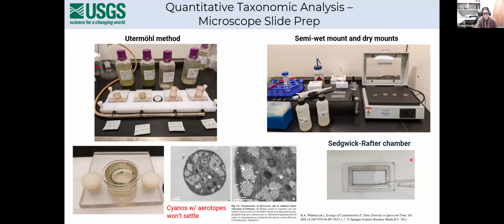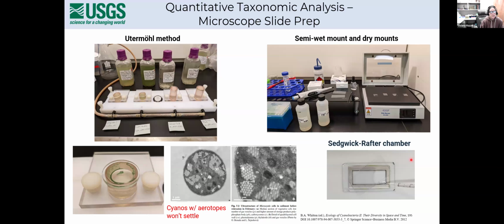And you're still getting floaters in here because this chamber has a depth of 1 millimeter. So then you just have to be sure that you're counting on the top plane where all your cyano floaters are going to be, but they're trapped there. And then do another count on a lower plane, which is where basically everything else ends up being.